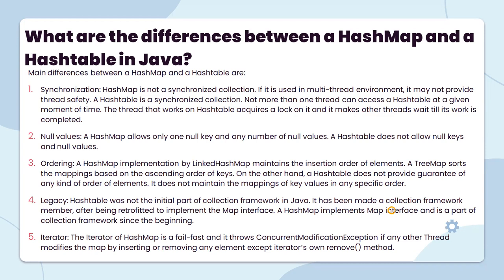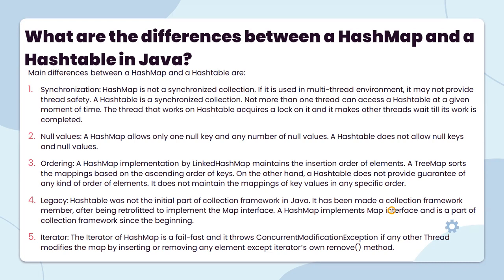Okay, legacy. Fourth point is legacy. Hashtable was not the initial part of the collection, right? It was not a collection member in Java; it has been made a collection member after being retrofitted to implement the Map interface. HashMap implements the Map interface and it is part of the collection framework since the beginning, right?